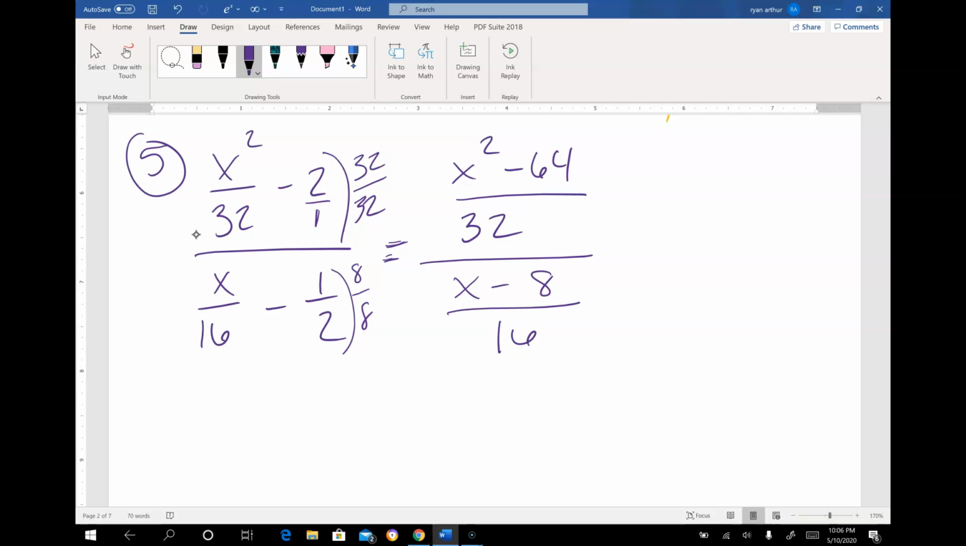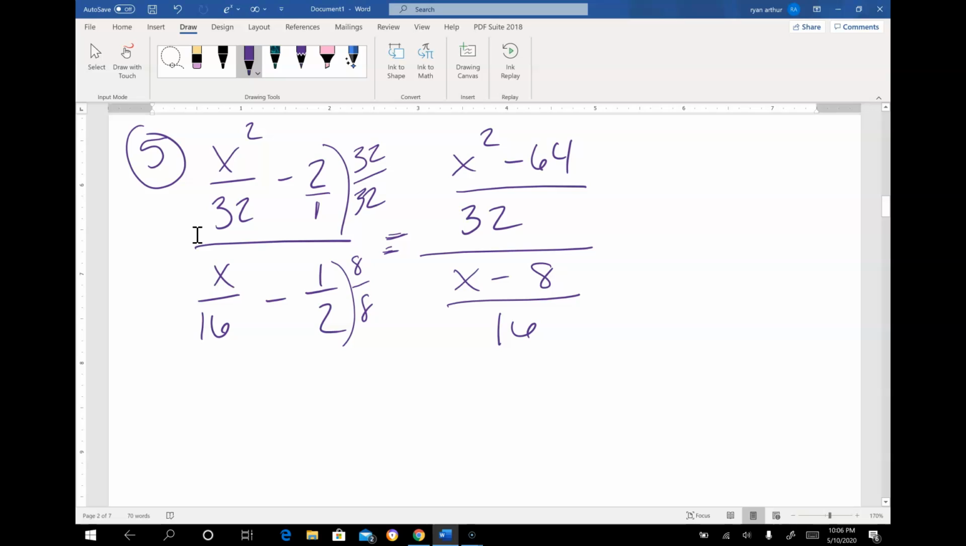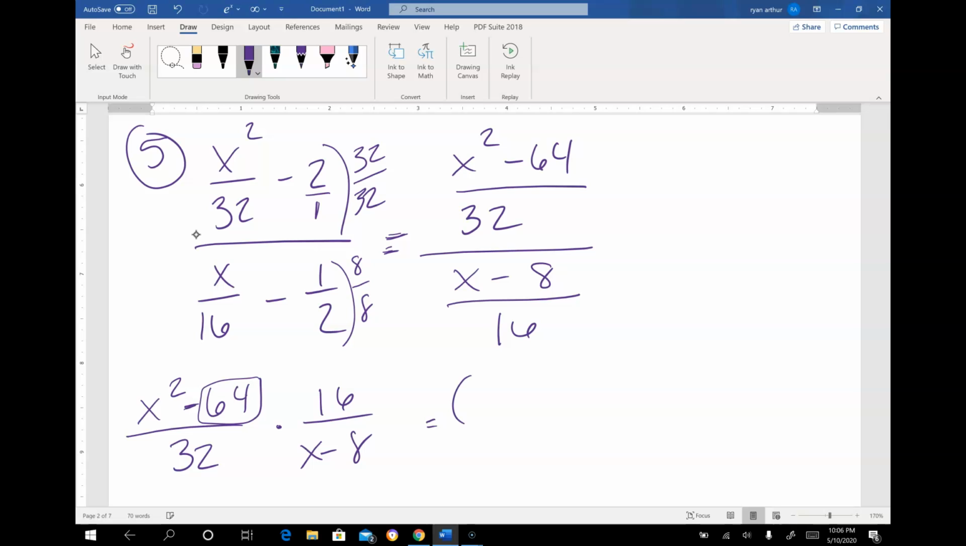Okay? Now, we're going to do the keep, change, flip. So we're going to keep the x squared minus 64 over 32, change division to multiplication, and flip the denominator. Now we need to factor. This is a perfect square difference. So the square root of 64 is plus 8 and minus 8. 32 is going to be 8 times 4.